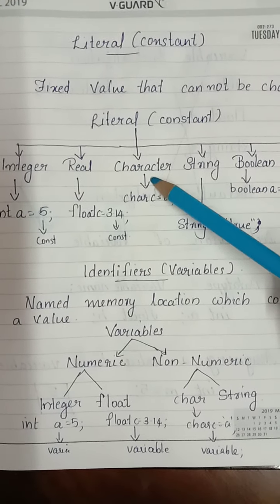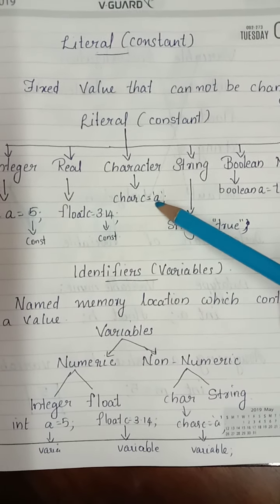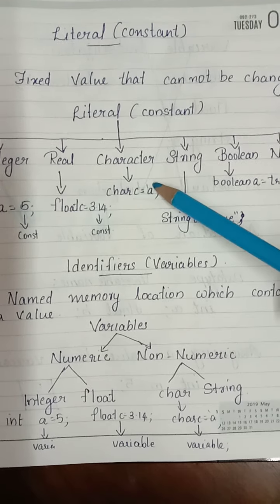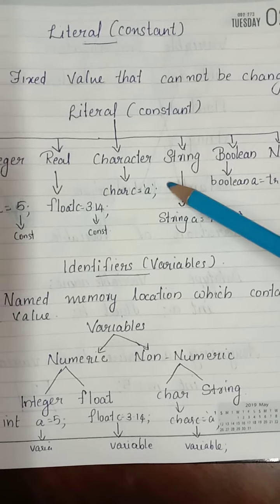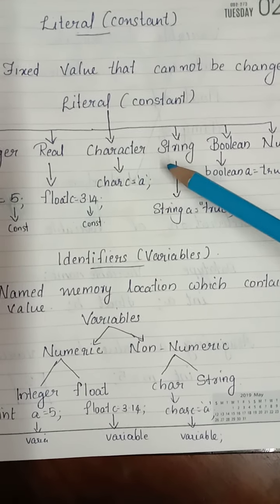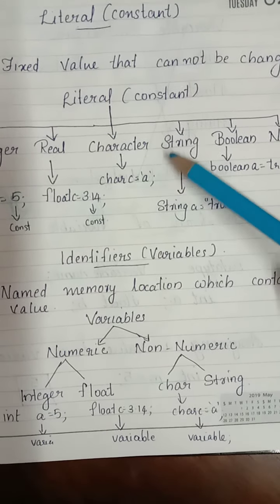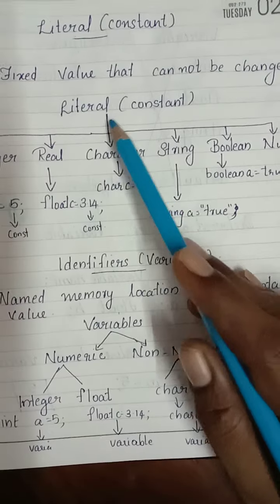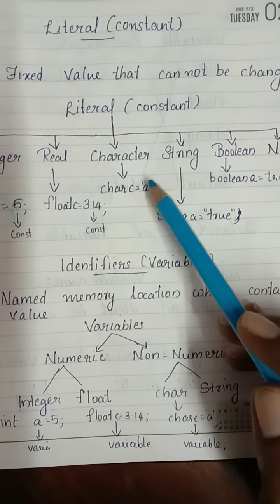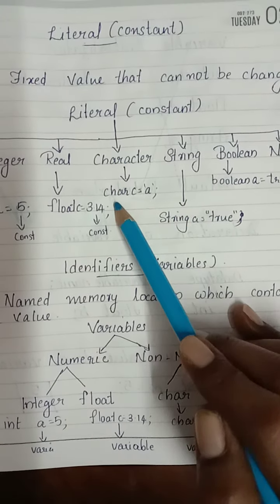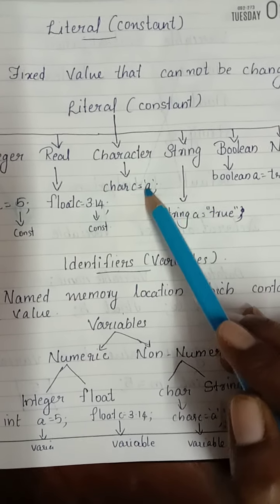Next one is character literal. It contains alphanumeric characters. All the alphabets, upper or lowercase, digits or special characters can be termed as character literal. It represents only a single character enclosed within single quotes. For example, char c = 'A'. A is in between single quotes.